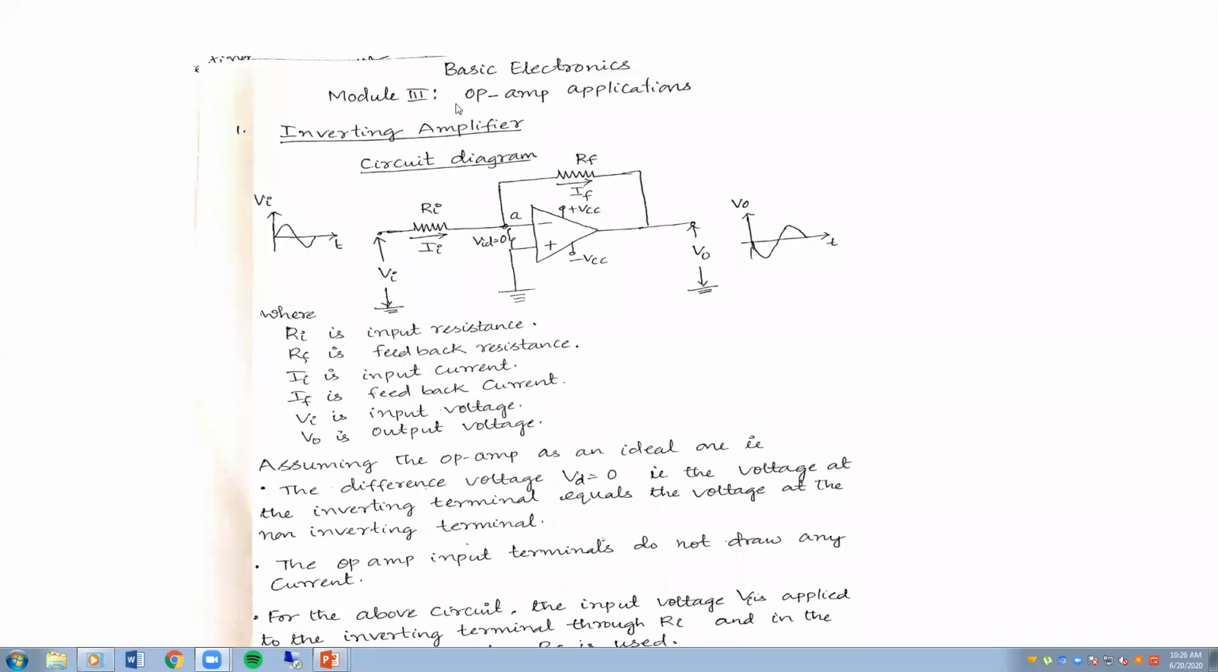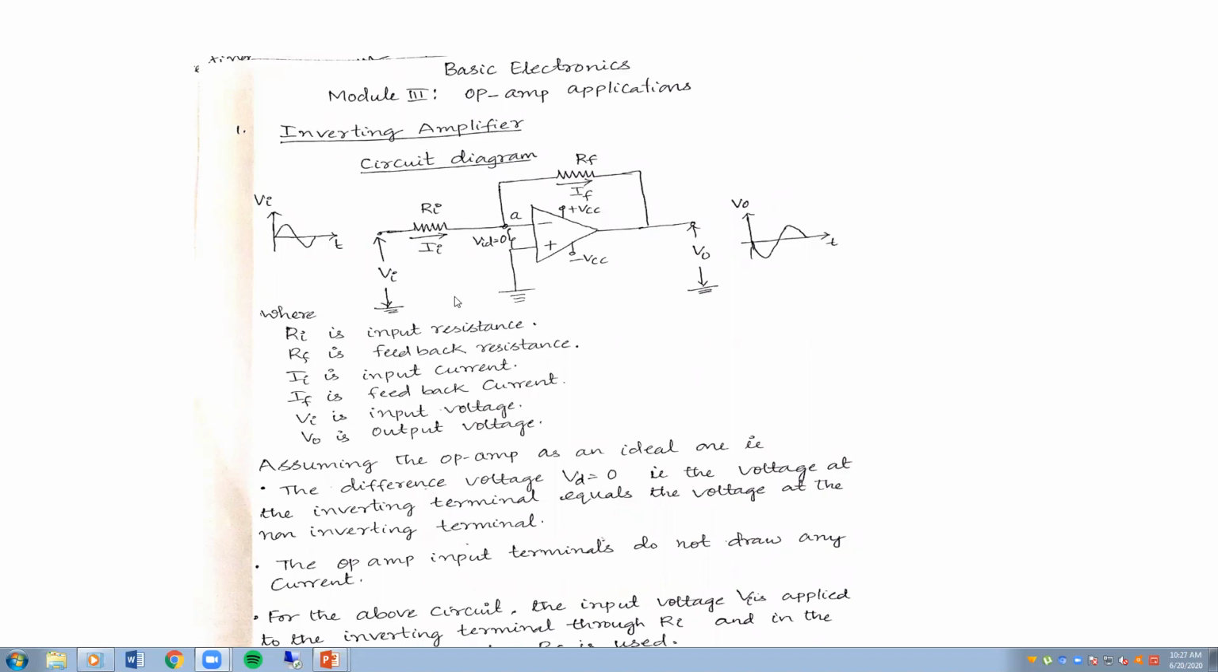Hello everyone. The subject is Basic Electronics. Module 3 in Basic Electronics deals with the operational amplifier applications. In this video we shall see how op-amp can be configured as an inverting amplifier.